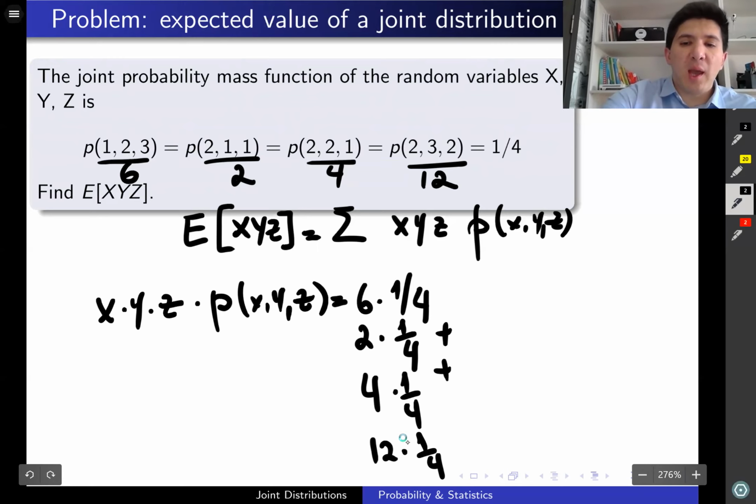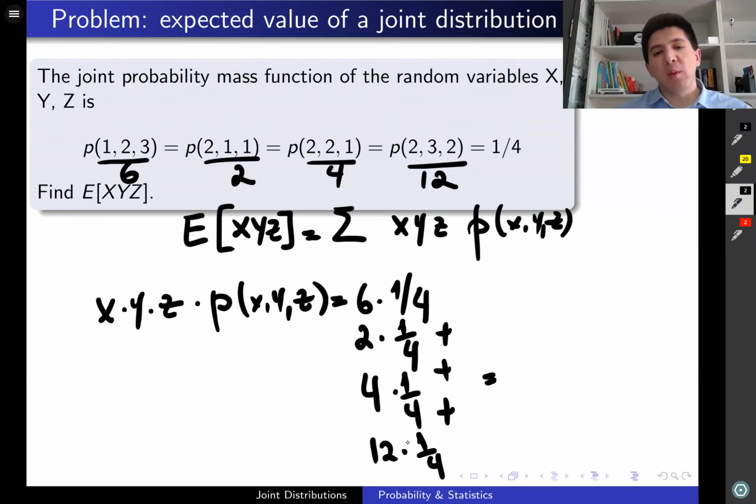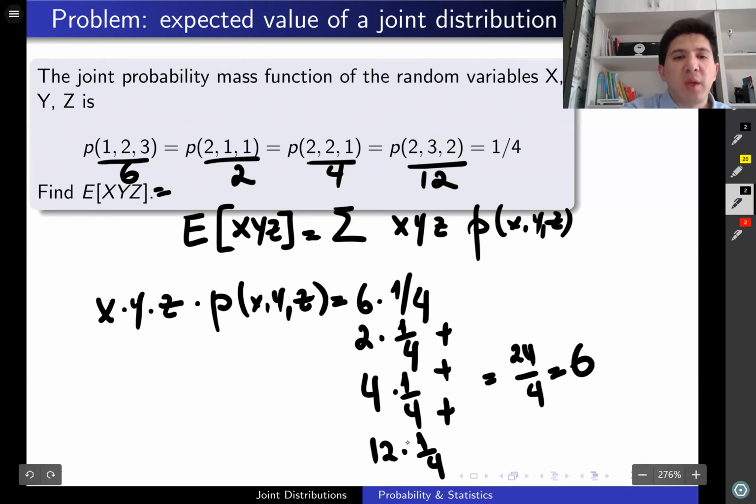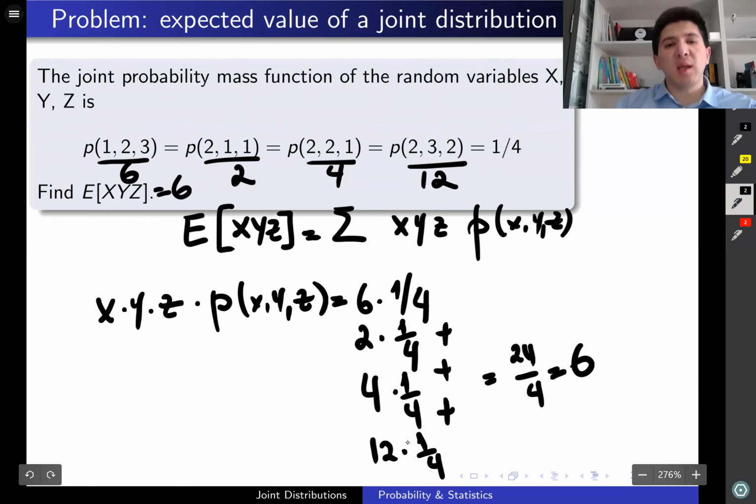Then basically, I have to just sum them. It's going to be 6 plus 2 plus 4 plus 12, which is equal to 24, divided by 4, which is equal to 6. So the expected value of the multiplication of x, y, and z appears to be equal to 6.